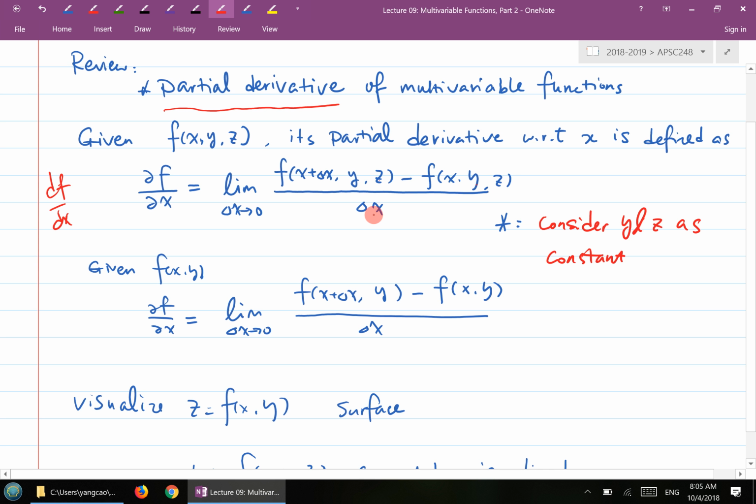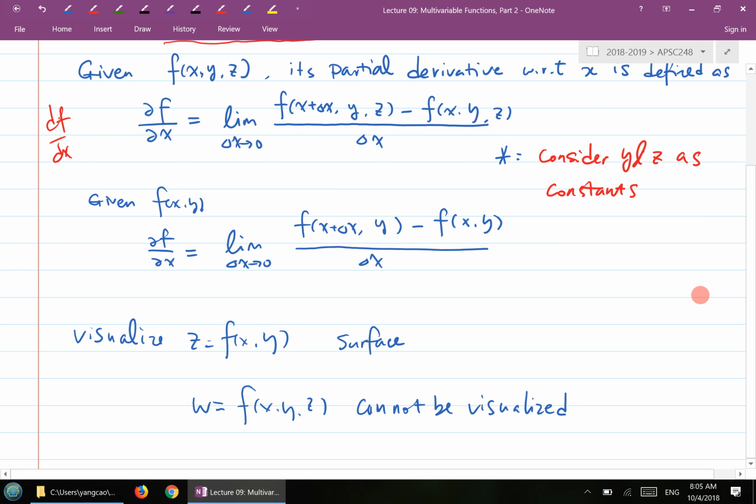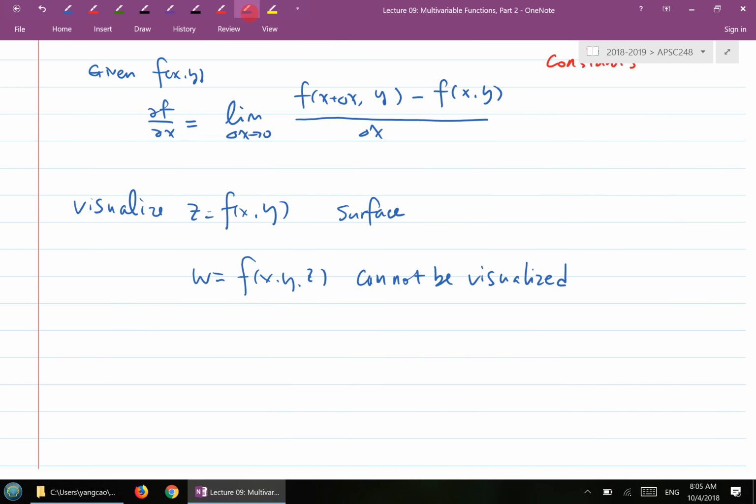So when it comes to the computation of the partial derivative of f with respect to x, we will consider y and z as constants. I'll show you what it means, and also the typical pitfall here. You know how your mind will keep trying to trick you that they are not constants. So let's take one example.